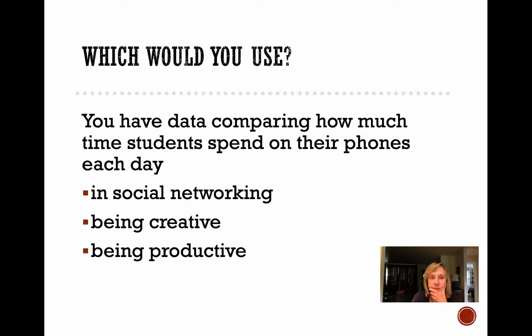Which would you use? You have data comparing how much time students spend on their phones each day. In social networking, being creative, and being productive. So you have data on 3 things: social networking, being creative, and being productive. And time is the quantity. Right? So you've got 2 things here. You've got things and you've got time. The things you're comparing and time.